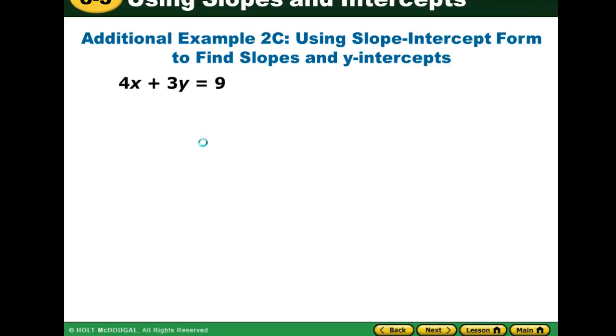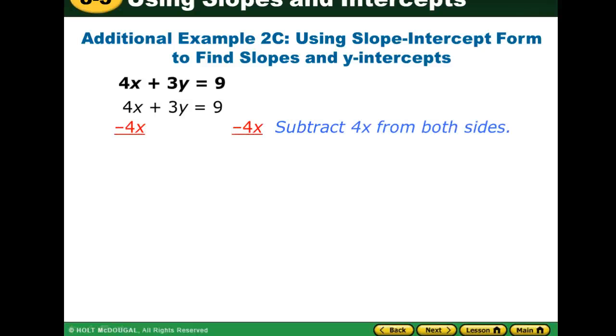Alright, go ahead and do this one, pause, and then come back and get the answer. Alright, welcome back. Let's go ahead and see. So basically we are solving for y. Alright, so first thing we have to do is to get rid of the 4x. Remember, whatever is attached to the variable that needs to be alone, we do that one last. So 3y has to go last. So negative 4x has to go first.